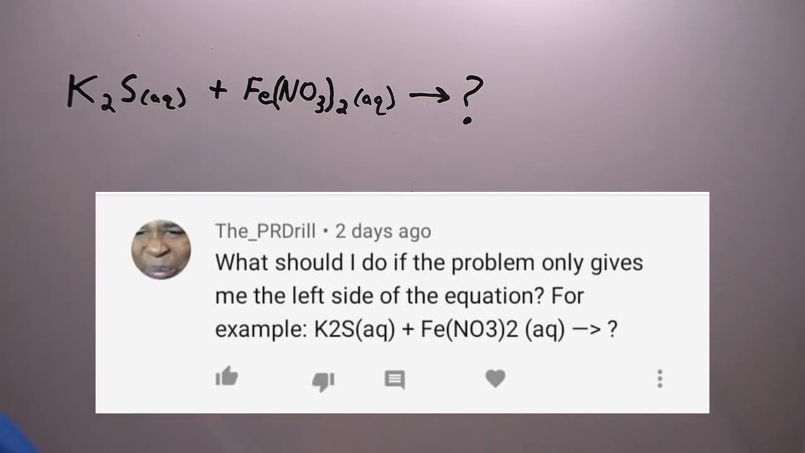where we have potassium sulfide reacting with iron 2 nitrate, also called ferrous nitrate. I'm going to be referring to it as ferrous nitrate from here on out, just because it's a little bit quicker to say than iron 2 nitrate. And we have to predict the products.